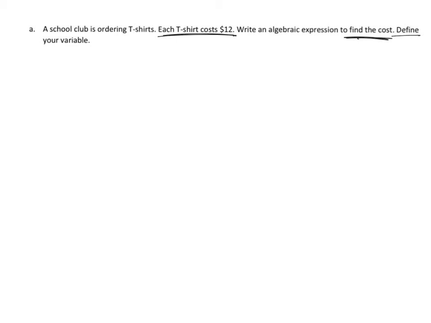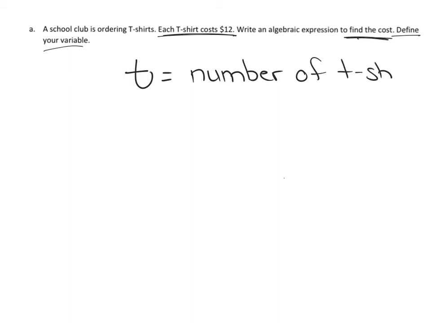So it says to find your variable. So you could have chose any variable. You could have chose X. A lot of you were choosing the variable T, and that would be the number of t-shirts. If you chose T, that's how many t-shirts are you buying. So if it's each t-shirt, that means if I buy one t-shirt, it's $12. If I buy 2 t-shirts, it's $24. So you could think that this would be 12 times the number of t-shirts, so 12T.